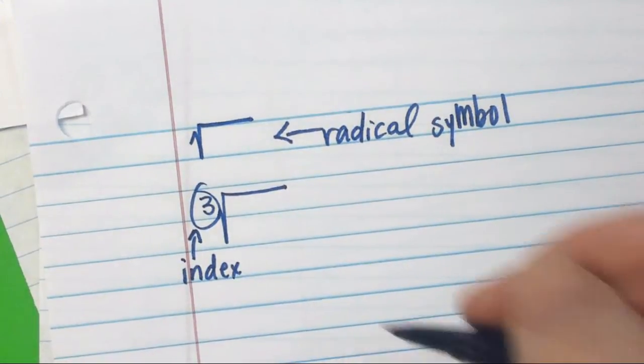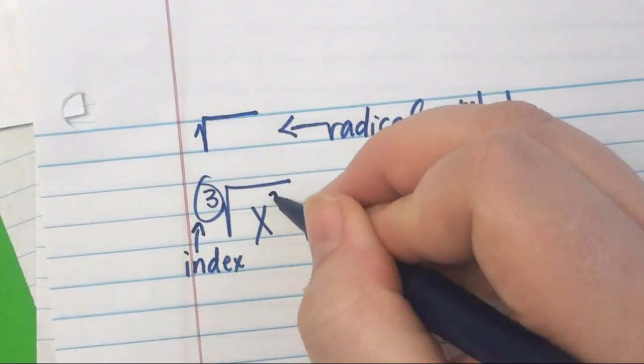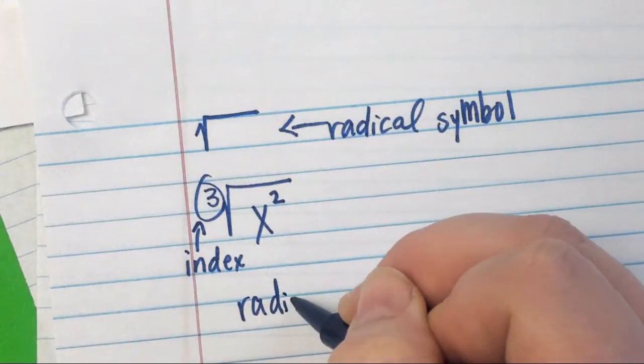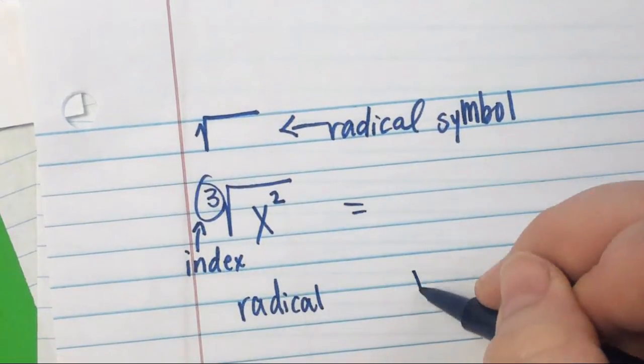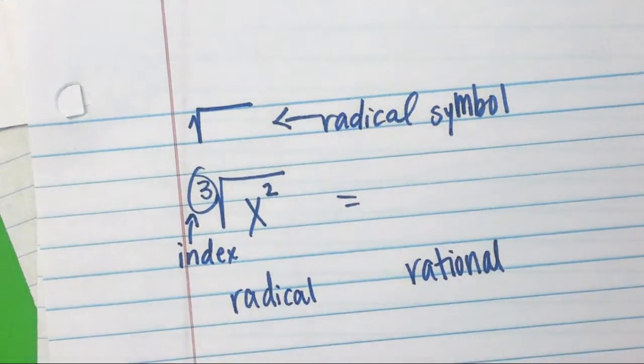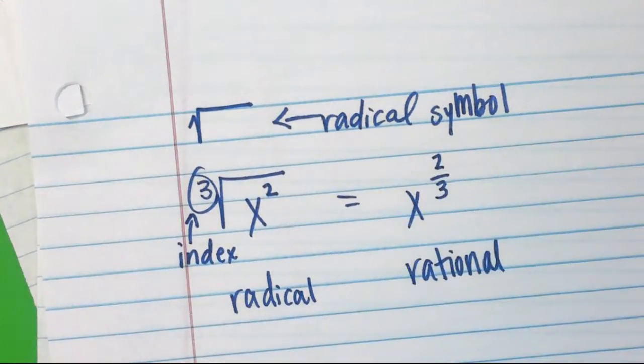Okay, and so if they have an x underneath, how can I rewrite it? And maybe I have an x squared underneath. How can I rewrite it from a radical expression to a rational expression, meaning I'm going to go with exponents? It's x to the what power? Is it 2 over 3 or 3 over 2? Obviously, we are still confused on that. It's 2 over 3. The index goes in the denominator.